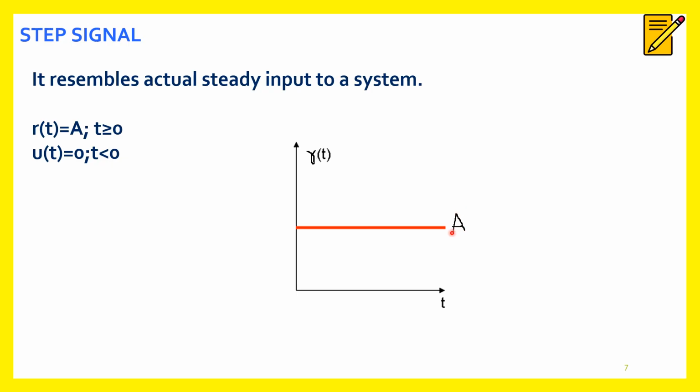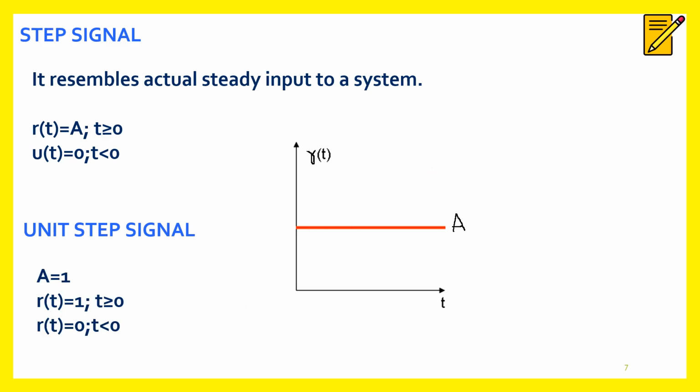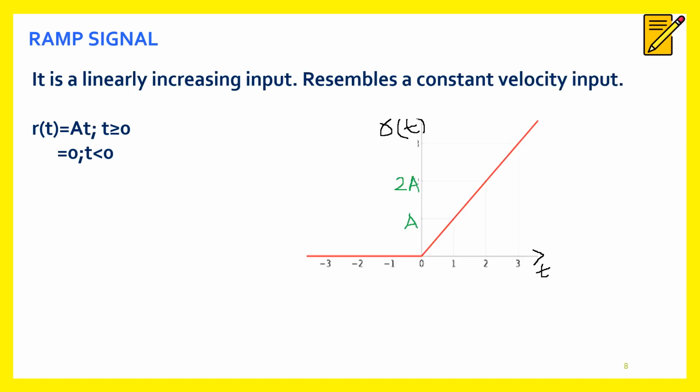So let us assume the value is a. It is always constant when time t is greater than or equal to 0. When time t becomes less than 0, the magnitude is always 0. And also in control systems, we will use the unit step signal. Unit step signal means the value of a is 1. So r of t is 1 for t greater than or equal to 0, and 0 otherwise. So this is my step signal. It resembles a sudden shock.